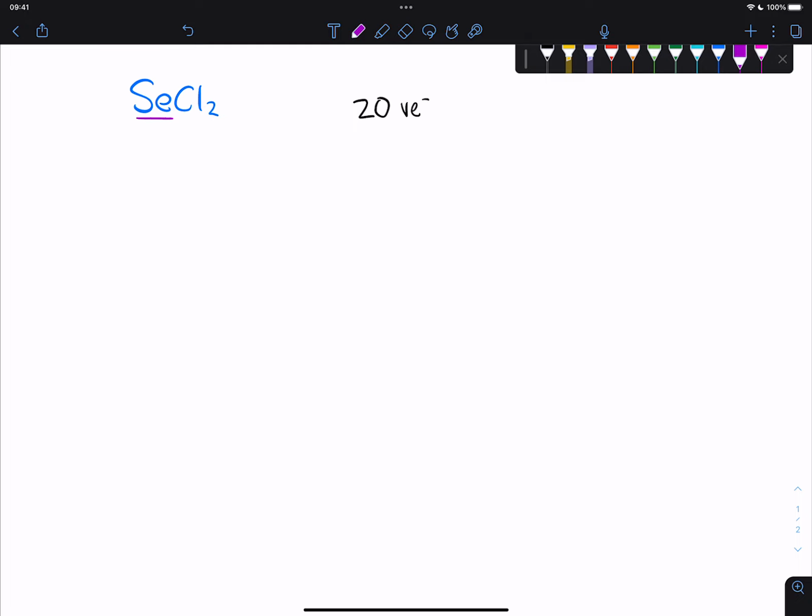So far we have selenium. We're going to plop that down. After you count up your valence electrons, which we've already done, then you put the symbols for the elements on the paper or on the screen, whatever you're using. So I have selenium here, and we said that that's going to be the central element. So we're going to put our 2 chlorines around it.